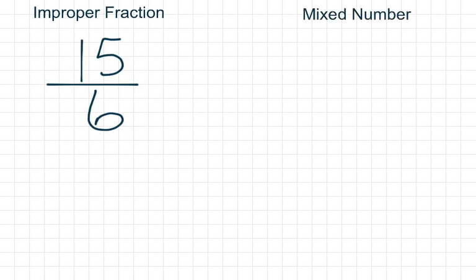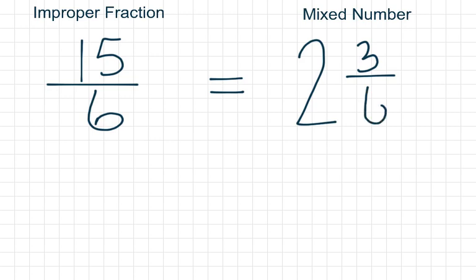How many times does 6 go into 15? That's right, 2 times. 2 times 6 is 12, with how many left over to get to 15? 3. Out of the denominator of 6. We can check that. 6 times 2 is 12, plus 3, 15.